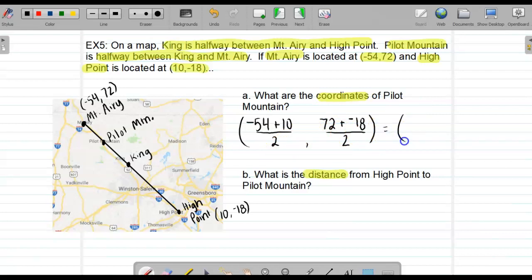I think we can just use the calculator. So negative 54 plus 10 is going to be negative 44, and then negative 44 divided by 2 is going to give us negative 22. And then over here, 72 plus negative 18, that's really like 72 minus 18. So that is going to give you 54. Is that right? Yep, 54. And then 54 divided by 2 is 27.